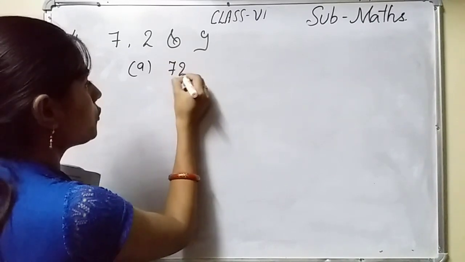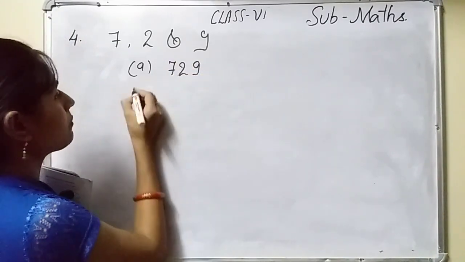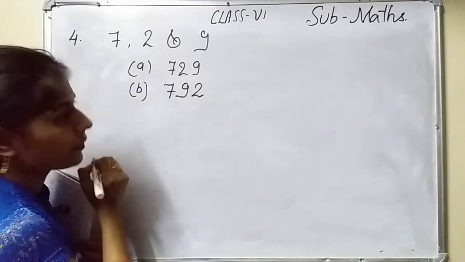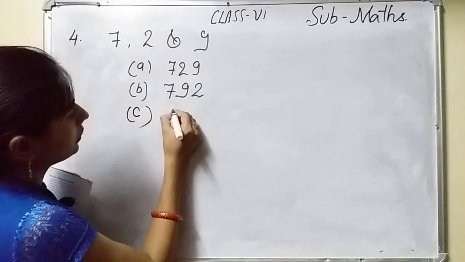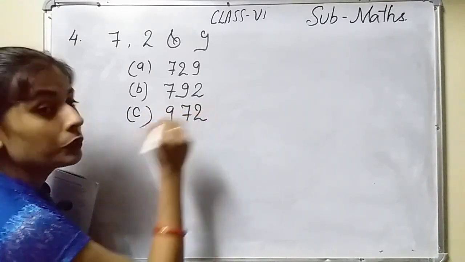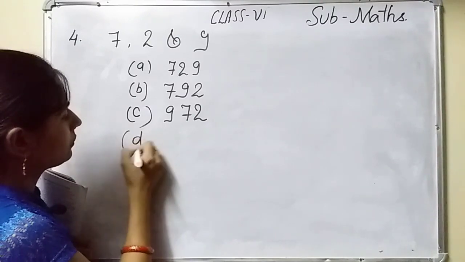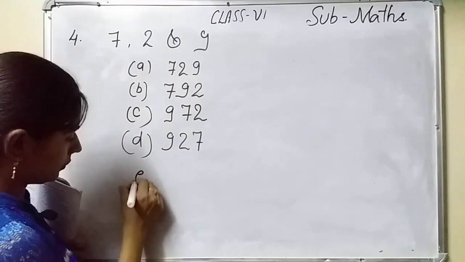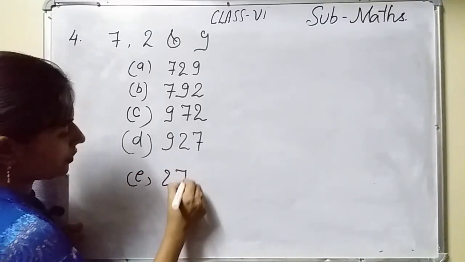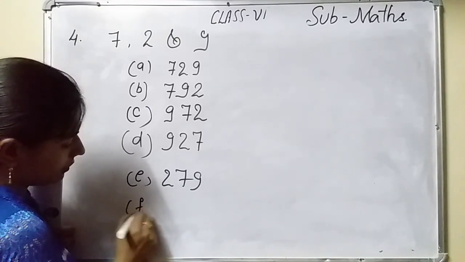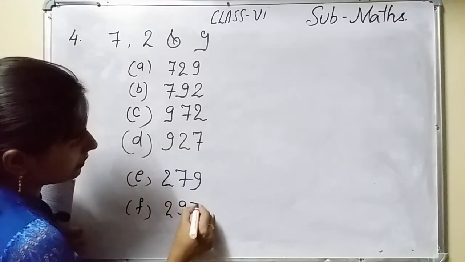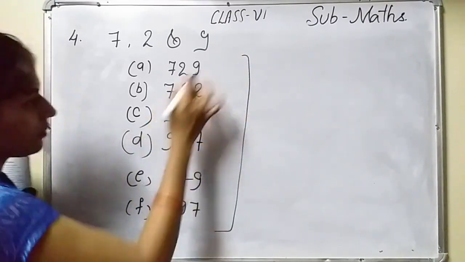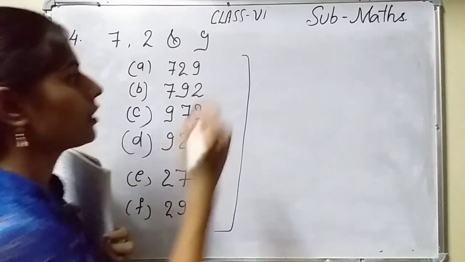So 7, 2, 9 is your first number. 7, 9, 2 is your second number. 9, 7, 2 is your third number. 9, 2, 7 is your fourth number. 2, 7, 9 and 2, 9, 7. See, 6 numbers you have formed here: 1, 2, 3, 4, 5 and 6.